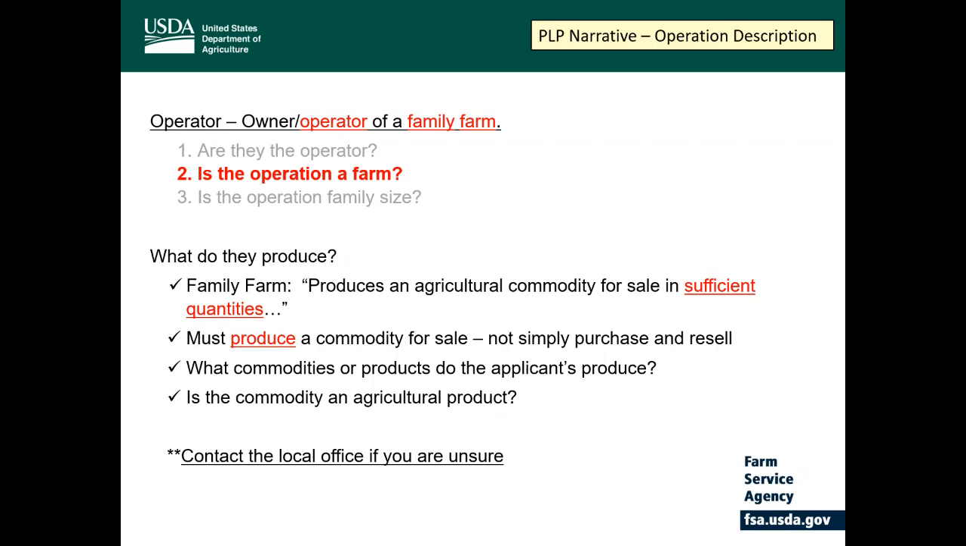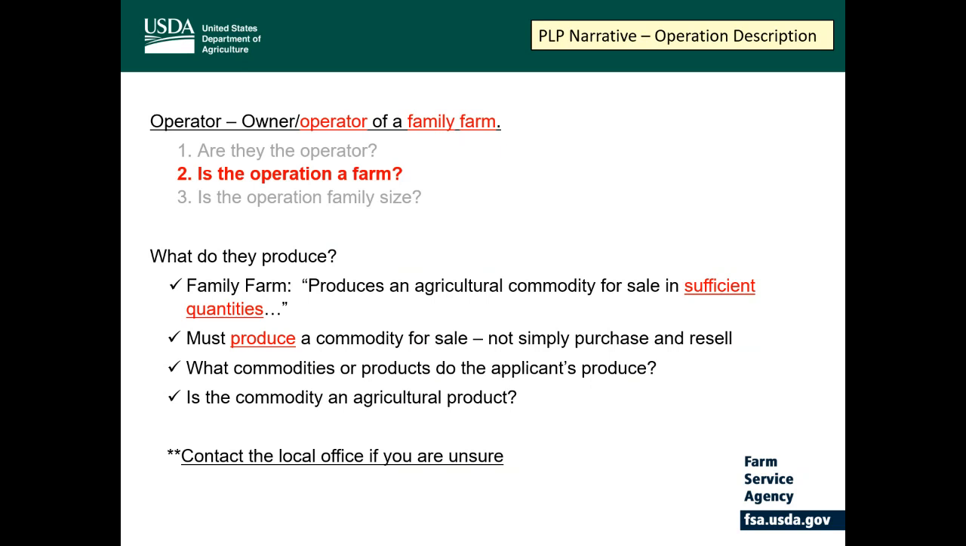Second question is the operation of the farm. Generally, what do they produce? They need to produce an agricultural commodity in sufficient quantities. A lot of this leads me on a bit of a tangent, but you've got to understand that for an SEL or our other loans, we would typically get a balance sheet and at least some kind of a cash flow. There's a lot we can gather to answer this family farm issue if we have a balance sheet and cash flow. But we don't get that from a PLP lender. And that's where we're relying on this operation description.